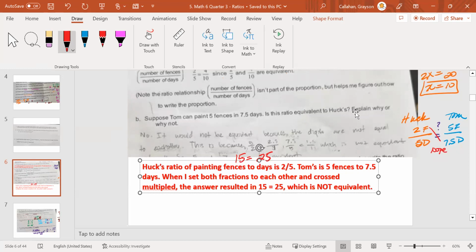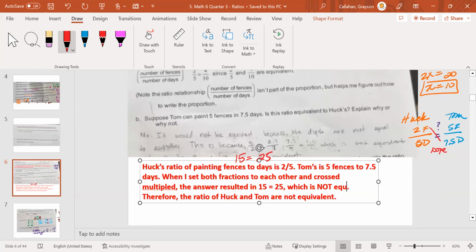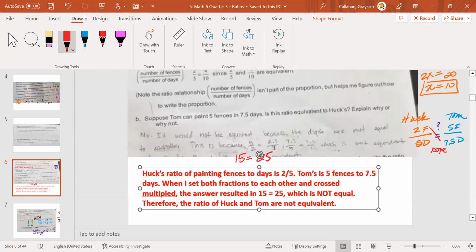Okay, so going back to the question, is the ratio equivalent? Therefore, the ratios of Huck and Tom are not equivalent. Which is not, I'm just gonna put equal instead. Okay, does that make sense? Okay, and again, you'll be able to see this later today as well.